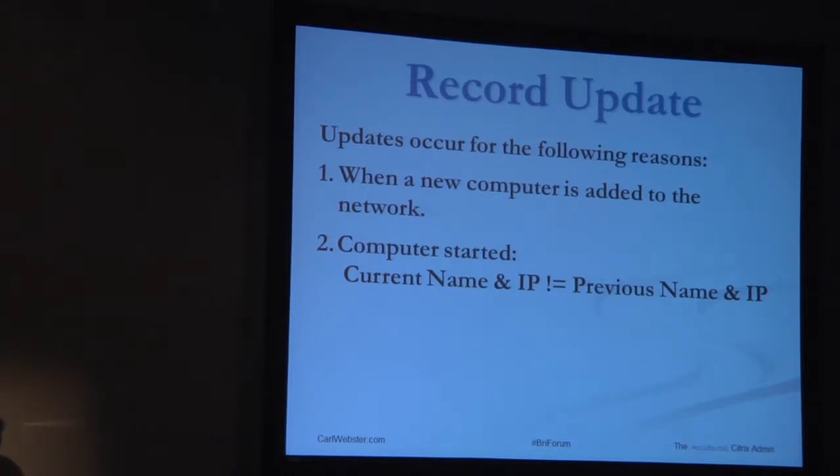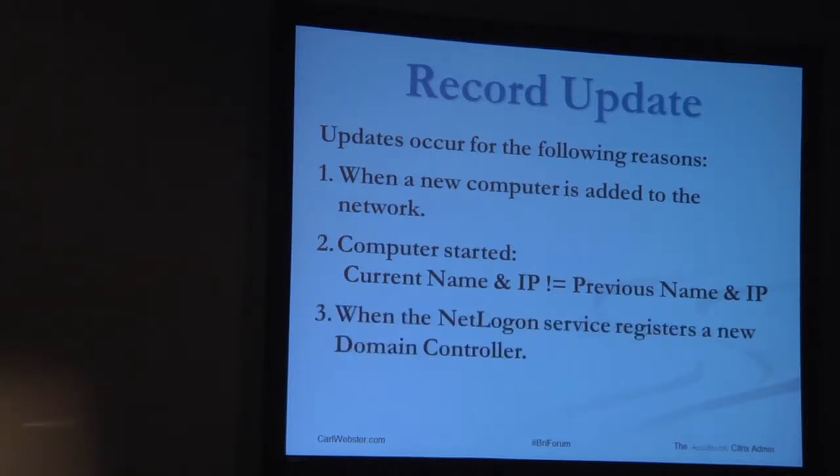When a computer starts, if its current name and IP is not equal to the previous name and IP, that's an update. So if I go on vacation and I shut down my computer and then I'm gone and I come back and I turn my computer back on and someone else has gotten my old IP address, by default, when I start up, I'm going to tell the DHCP service that here's the last address I had, can I get it again? And it's going to say, no, you can't. Someone else has it. Here's your new IP address. That's an update. It will then update DNS with that information.